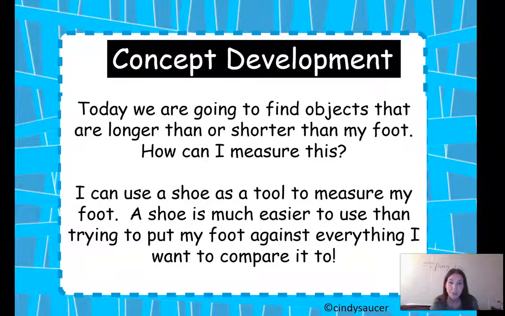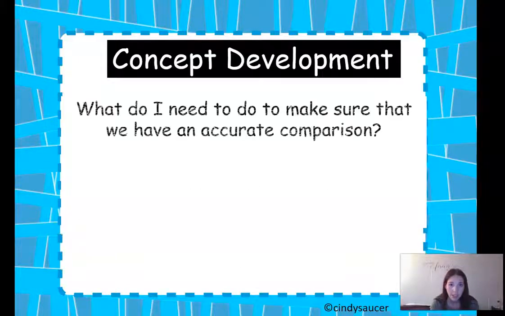So we can use a shoe to measure as a tool. And a shoe is easier to use than trying to put our foot up against everything. That would be very difficult, to try to put my foot up against a piece of paper, up against the dresser, the door. It's going to be easier if I have something I can use, like a shoe, to measure things with. All right.